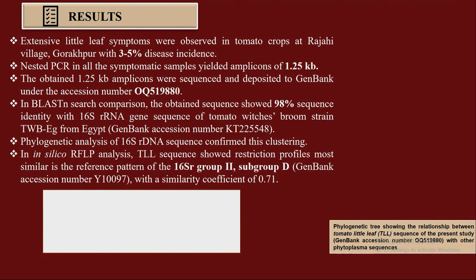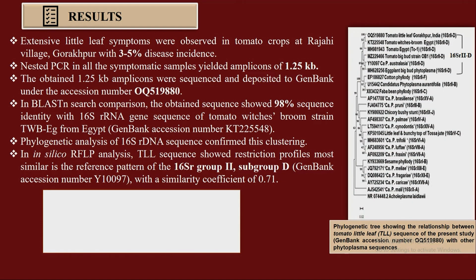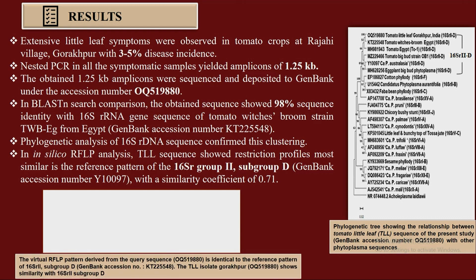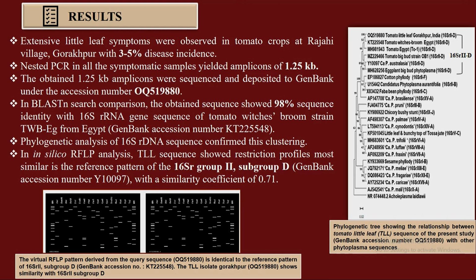Coming to the results, we observed up to 5% disease incidence during field surveys. The nested PCR assay yielded an amplicon of 1.25 kb. When we got it sequenced, we did a BLAST search comparison, where it shared 98% sequence similarity with tomato witches' broom from Egypt. The phylogenetic analysis also showed clustering of the obtained sequence around 16SrII group sequences, and the virtual RFLP helped us with subgroup D attribution, as you can see.